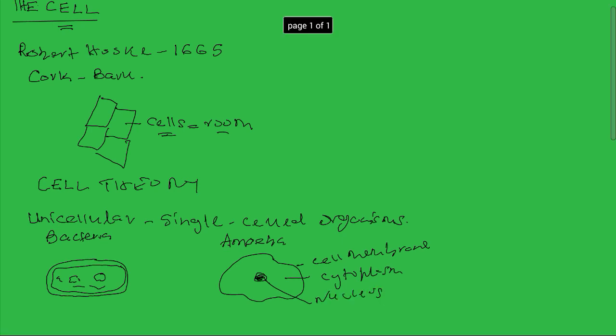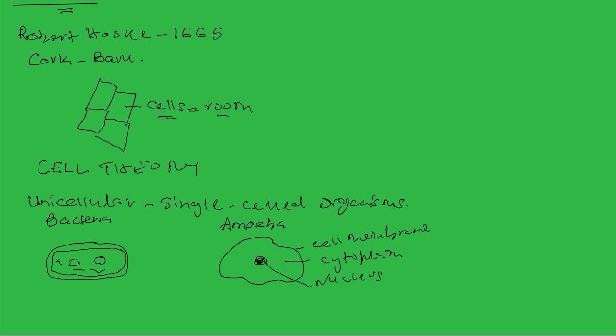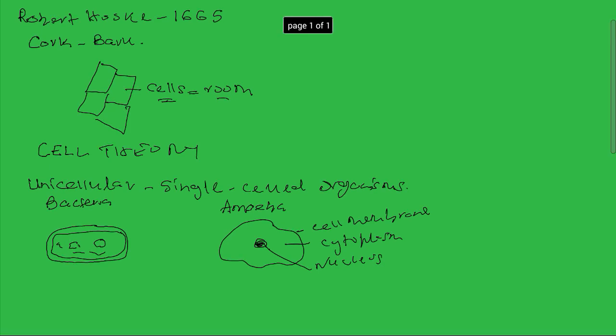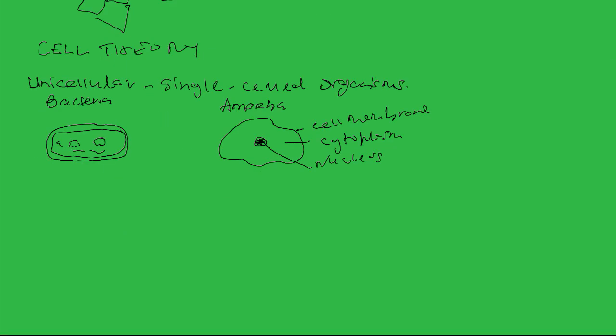So, all living organisms have their body made up of cells. Some other organisms' bodies are composed of many cells. Such organisms are said to be multicellular organisms. For example, humans.